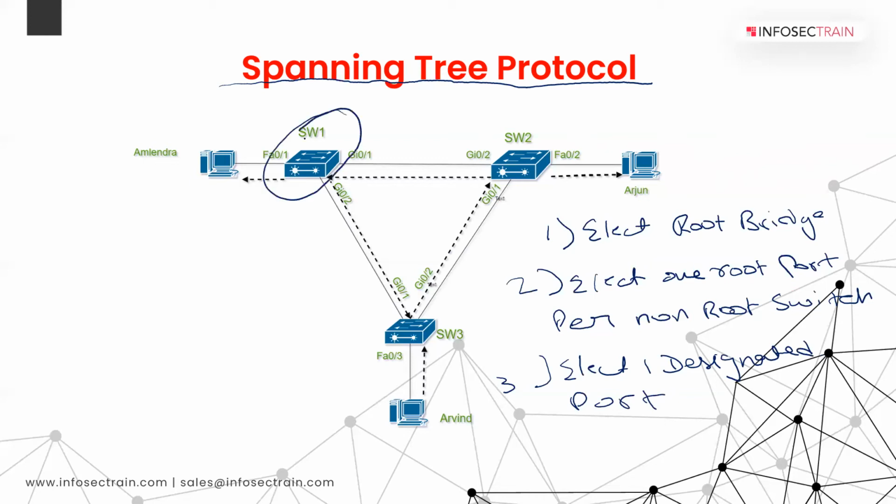Now, root bridge, what happens? Root bridge is someone, let's say switch 1 is the root bridge. So only root bridge will be forwarding the data, no one else. So root bridge is the bridge who will be forwarding the data to everyone, right? Now, how we will elect the root bridge? We have some decision process, right?